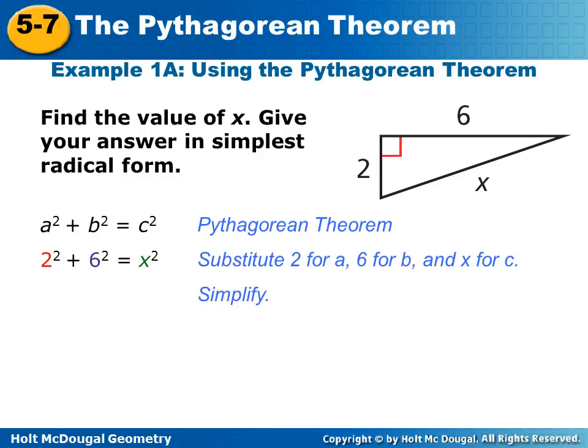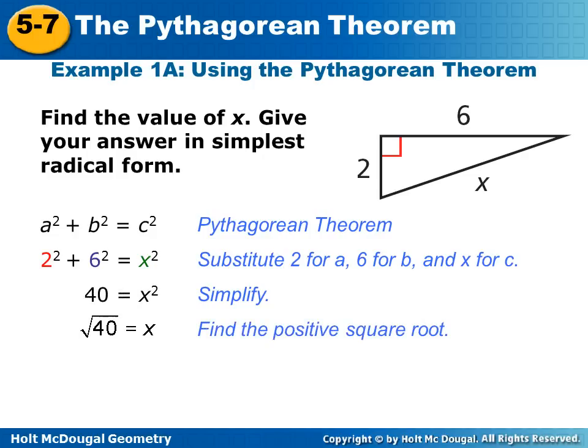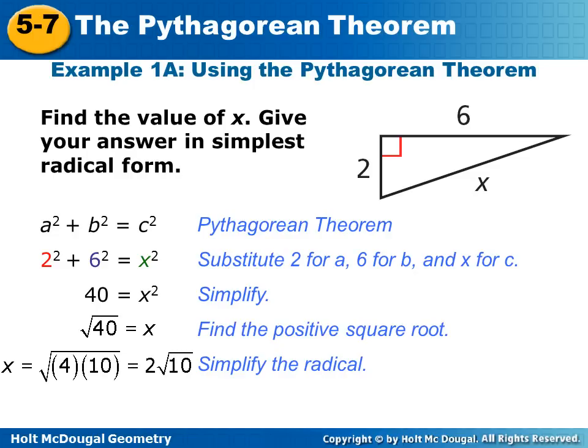So here we can go ahead and simplify. 4 plus 36 is 40. Take the square root of both sides and simplify if possible. In this case, we can pull out a 2 to get an x equal to 2 radical 10. So our missing side would be 2 radical 10.